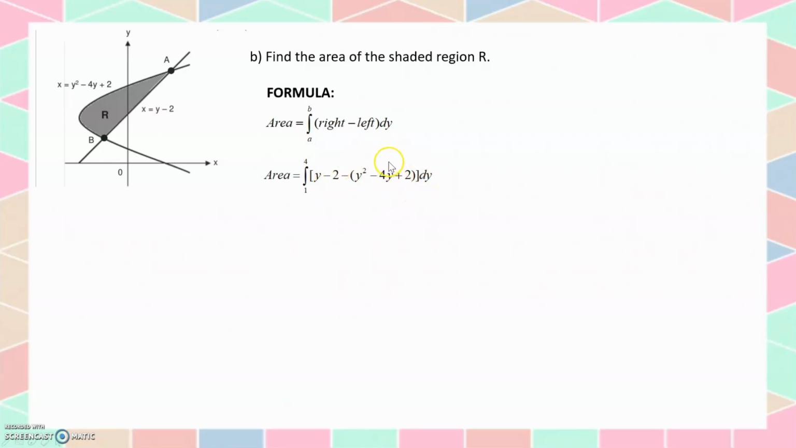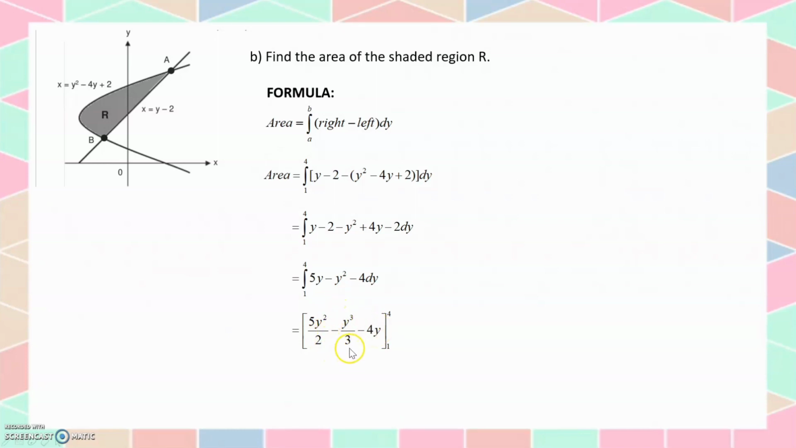Before you integrate this equation, you must expand it first. So the answer will be 5y minus y squared minus 4 dy. And then you can integrate this equation. It will be 5y squared over 2 minus y cubed over 3 minus 4y.